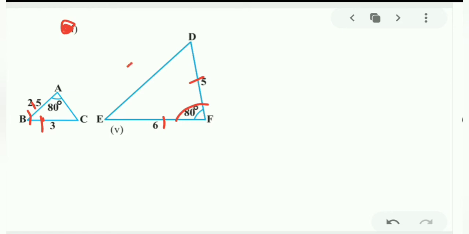If this side is given something, and this side is also given, first we will find a ratio and compare, we will turn the figure and we can do so many things. But here, the important thing is that they gave two sides over here and two sides over here, but the angle between those two sides is not given as 80. So we can't compare.